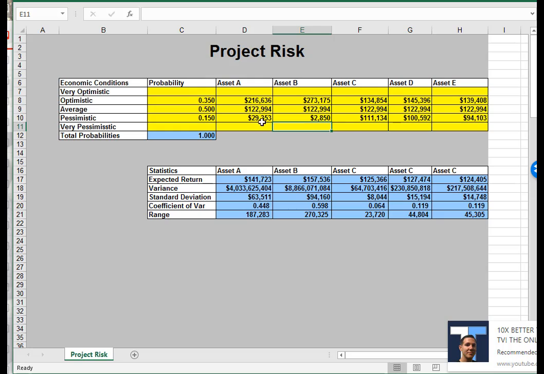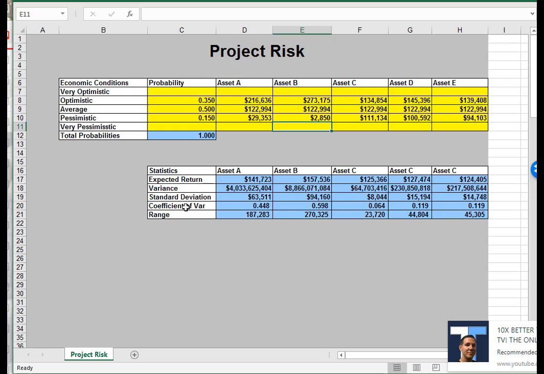So eventually, once you enter the data, we have to look at the statistics. And we have basically five statistical measures here. The expected return is the average. That's the mean. And as we look across here, the highest average is asset B. And the lowest average, if we look across here, is asset C.